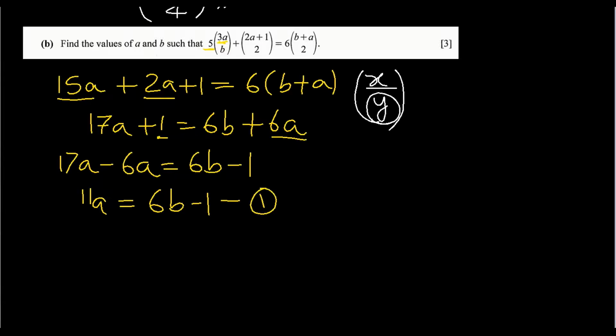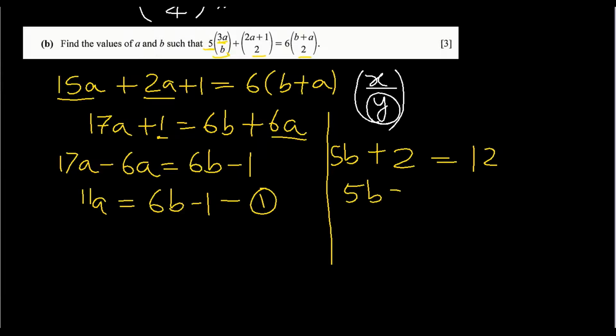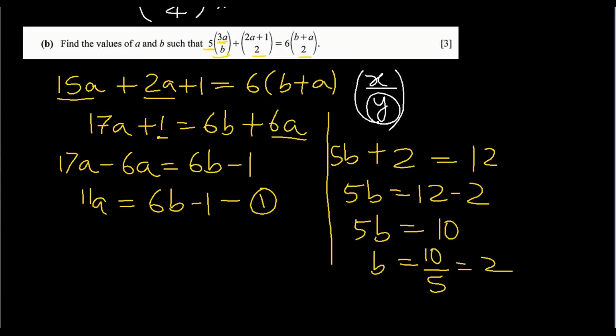That is equation number 1. All right, let's compare the y components. 5b plus 2 equal to 6 times 2, 12. So we will get 5b equal to 12 minus 2, which is straightforwardly 5b is 10, so b is 10 divided by 5, which is 2.